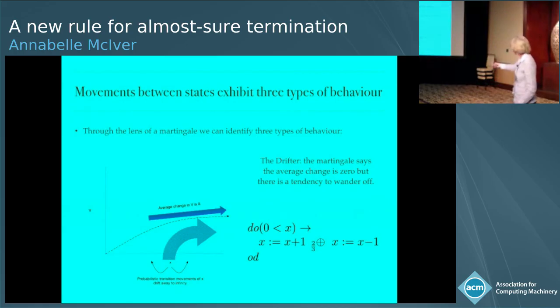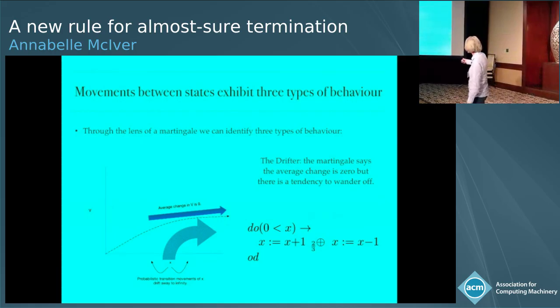Here again is my picture, and the martingale is 1 minus the probability of termination, so it's this dotted line here, and it's actually bounded. So the further away x gets from its termination point, the less likely it is to return to x equals 0, and so 1 minus that probability just gradually approaches 1.